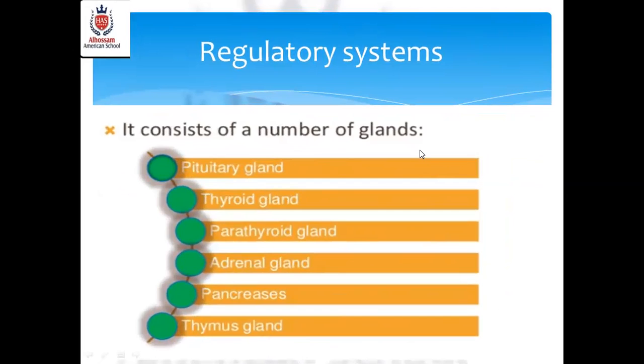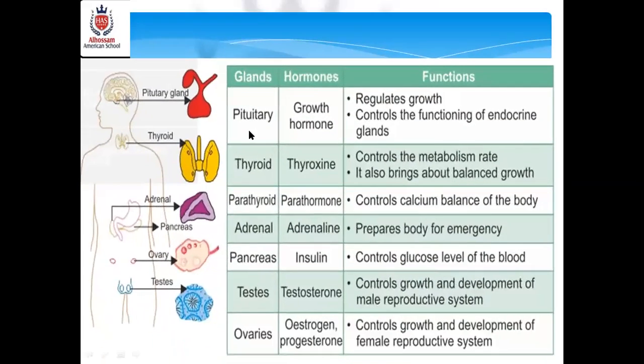So, the endocrine system is a regulatory system. It mainly consists of a number of glands like the pituitary gland, thyroid gland, parathyroid, adrenal, pancreas, and thymus gland, each of which has its own function to regulate the body. If we get closer to them, we'll find the pituitary gland, whose main hormone is the growth hormone, but actually it releases many hormones. The growth hormone, from its name, controls and regulates growth. We have also the thyroid gland that produces thyroxine hormone. It controls the metabolism rate.